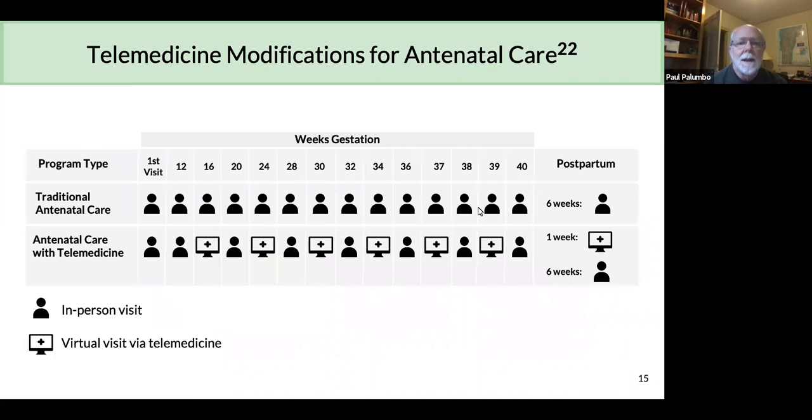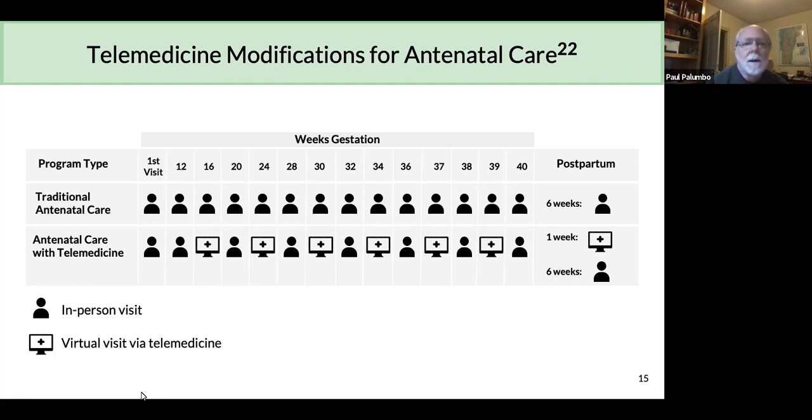So here is a chart of a plan for visits for care for a pregnant woman. And you can see in the middle horizontal line the depiction of traditional antenatal care, and just below it how we might consider changing antenatal care with telemedicine. And basically upwards of half of the visits are now being considered appropriate to conduct by telemedicine rather than in person.